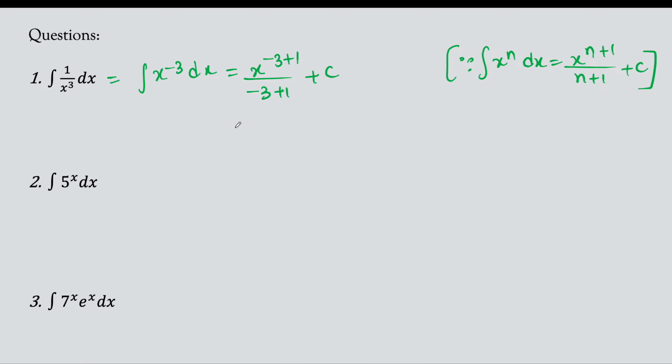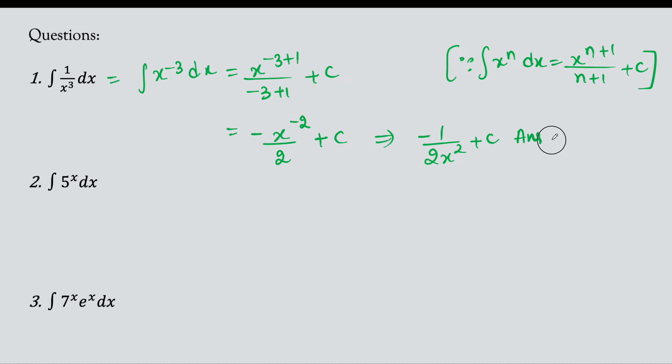Just simplify it a little bit. So that would be minus in the numerator, x to the power minus 3 plus 1, that is minus 2, upon minus 2. Now already we have taken this minus in the numerator, so we are left with minus 3 plus 1, that would be minus 2, the minus is already over here. So it would be plus c. So you can just write your answer as minus 1 over 2x to the power 2 plus c.